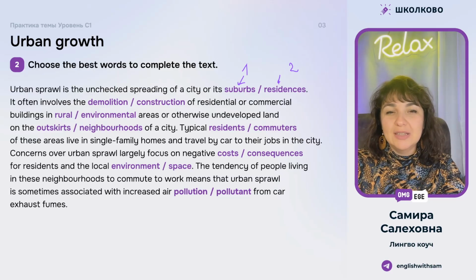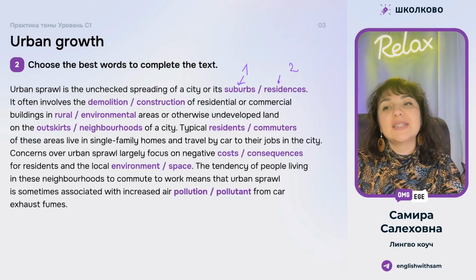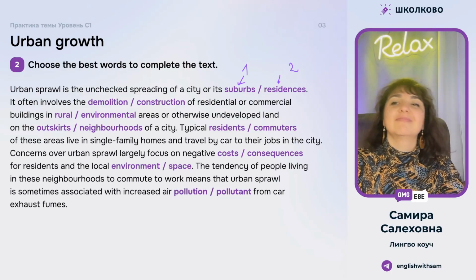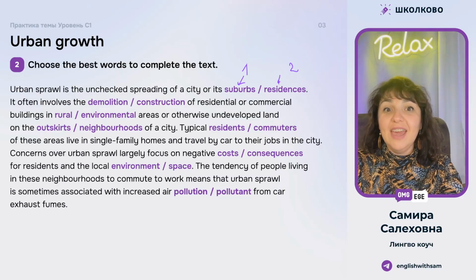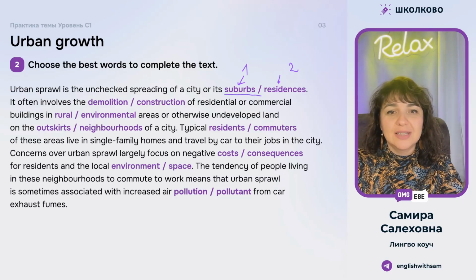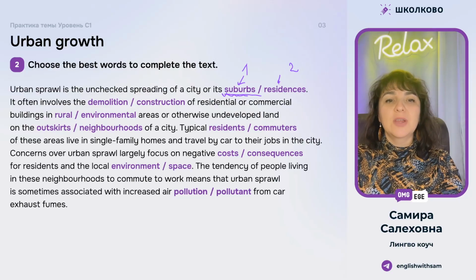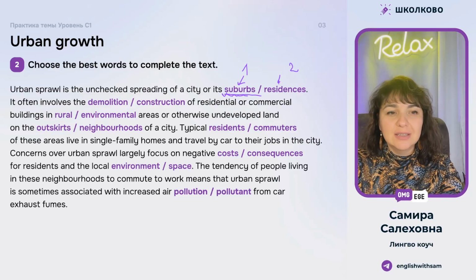Yeah, okay, so is it one or is it two? Is it better to say residences or suburbs? Yeah, sure, it is suburbs, пригород. It often involves the demolition or construction of residential and commercial buildings in rural or environmental areas or otherwise undeveloped land on the outskirts, neighborhoods of a city.